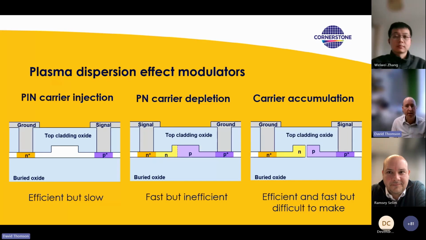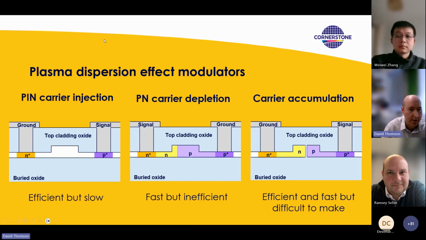So, the three methods that have been used to implement these electrical structures in silicon photonics are shown on this slide. So on the left-hand side, we have the PIN carrier injection structure. And going back to the early years of silicon photonics, this is really the way it was done in large waveguides. And it was only really in the early 2000s that we started looking at these other methods.